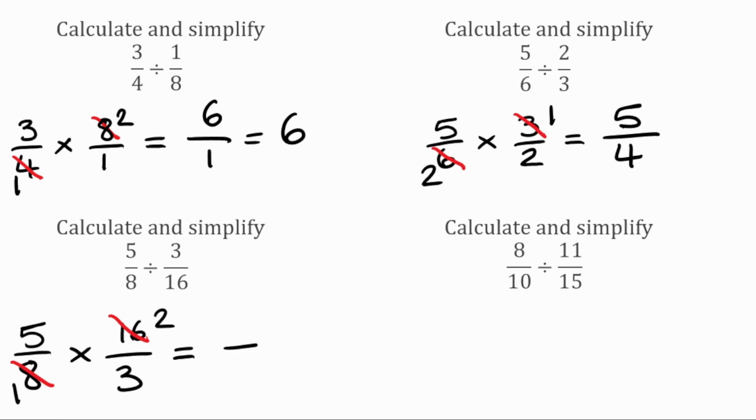So now that we've simplified, we're just going to multiply through. So we've got 5 multiplied by 2, which is 10. And then 1 multiplied by 3, which is 3. So the answer here would be 10 over 3.